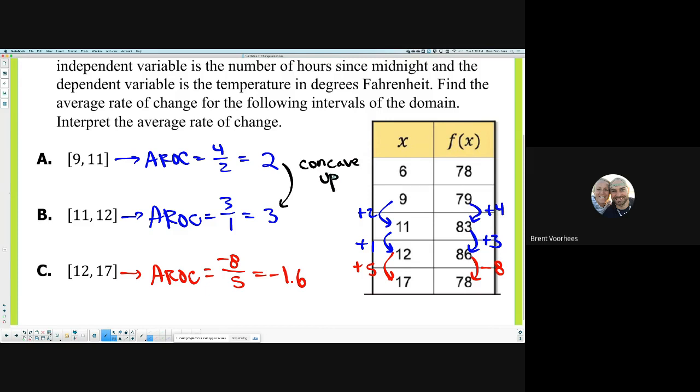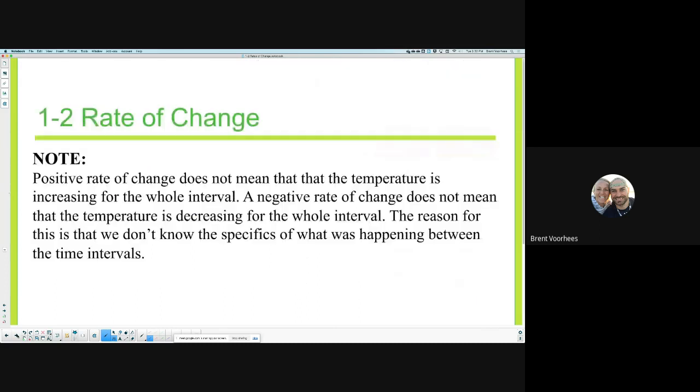Good. What about from here to here? We know it's concave down. Why? It would have to be concave down in there because the rate of change decreased. Very good. Making sense? Starting to connect some of those dots from earlier in the bell ringer? Okay. All right. Here's the note.